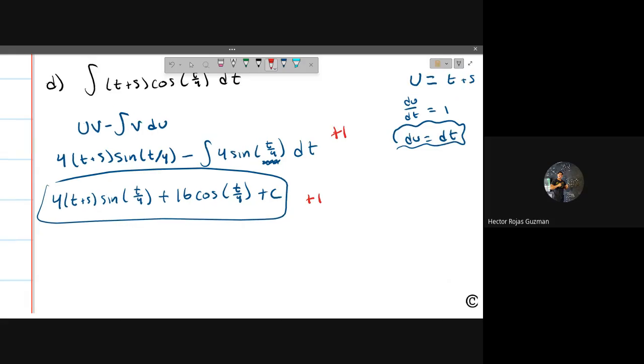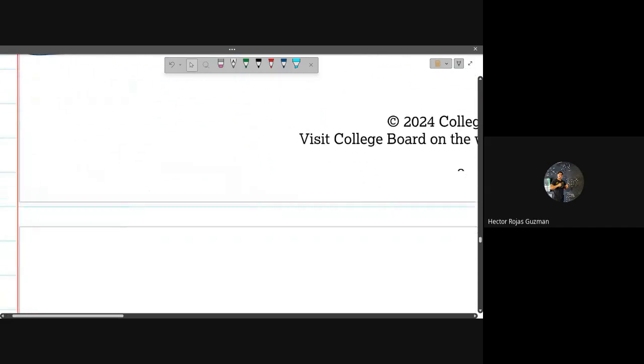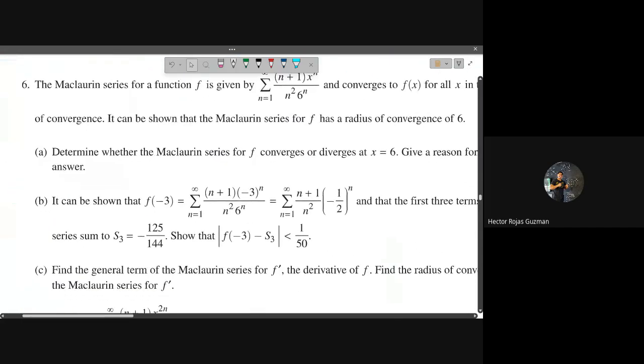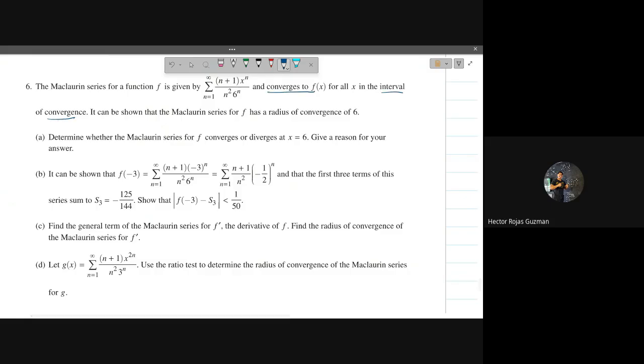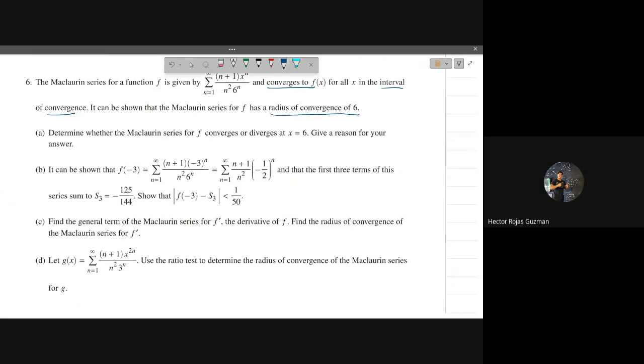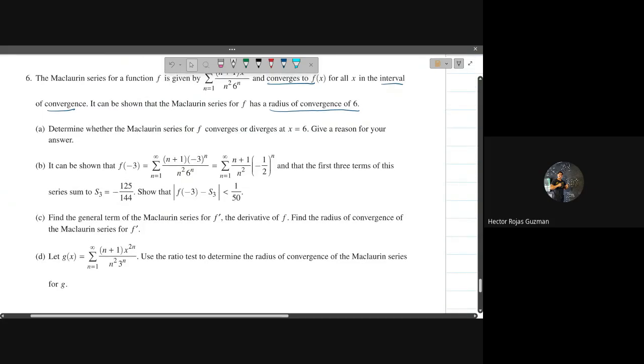Exactly. All right. The question we didn't get a chance to review yesterday, the series question. We have a Maclaurin series, and we know that it converges to f of x in the interval of convergence. And we already know going in that it converges, and it has a radius of convergence of 6. Part A. Determine whether the Maclaurin series converges at 6. Just because the radius of convergence is 6 doesn't mean it converges at 6.